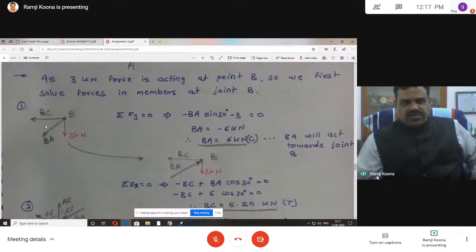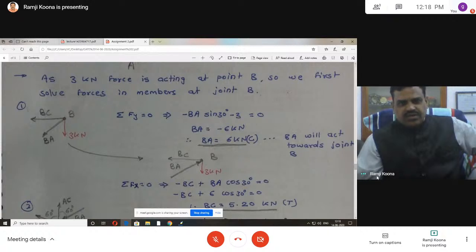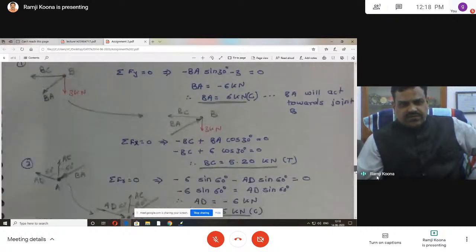Then BC plus BA cos 30, because I already changed the direction towards the joint. We assumed it like this, and I got a negative value, so the direction changed. So BC is equal to BA cos 30. One is opposite to the other; find out BC and use the tension. Like that we can find out.